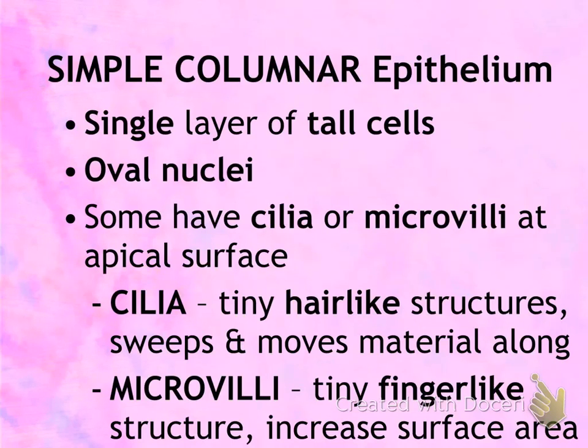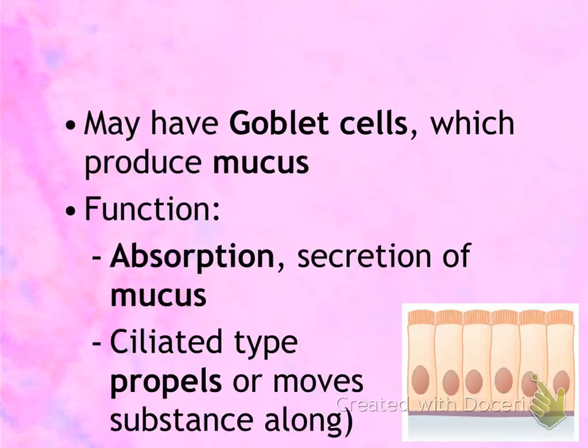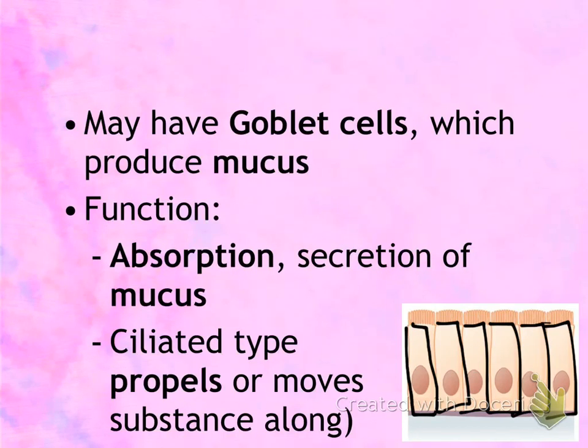Cilia are there to sweep things along, whereas microvilli are for absorption, and an increase in surface area gives more areas for things to be absorbed through. Here is a picture of simple columnar cells, and notice that they are tall cells, column shaped. They have one row of nuclei. That tells you that it is a single layer, simple. And they have cilia or microvilli on the apical surface, the surface that is not attached to another tissue.